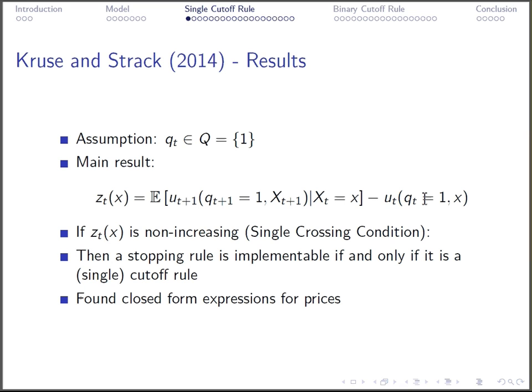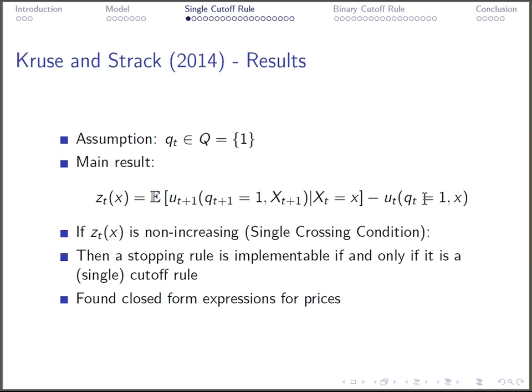The main result of that paper is stated in terms of something called the marginal incentives, which is the Z function: expected utility in the next period, not in all future periods, but in the next one, subtracted by the current utility. In the paper, they call it the single crossing condition: if this Z function is increasing or decreasing, then a stopping rule is implementable if and only if it's a single cutoff rule. They call it cutoff rule because they don't have a binary cutoff rule.